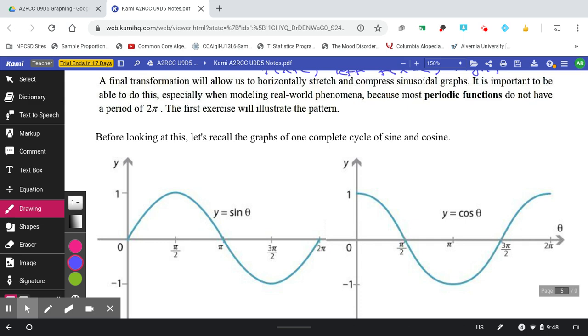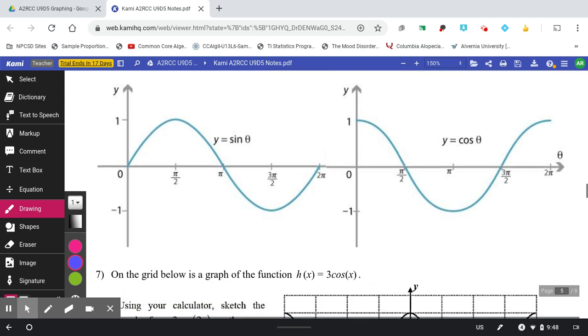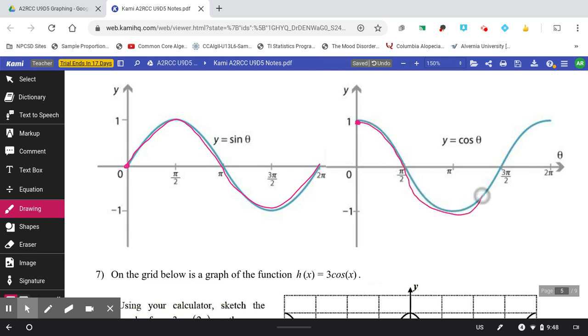So first, we have to remember what a cycle of sine and cosine looks like. A sine function starts on the origin, and then it goes up to 1 and then back to 0 and down to -1. That is one complete sine cycle. Whereas the cosine starts at +1 instead, and then it goes down and goes back up. That is one complete cycle.